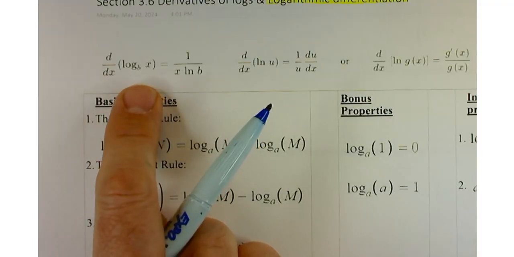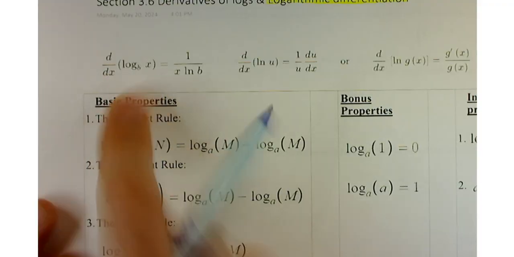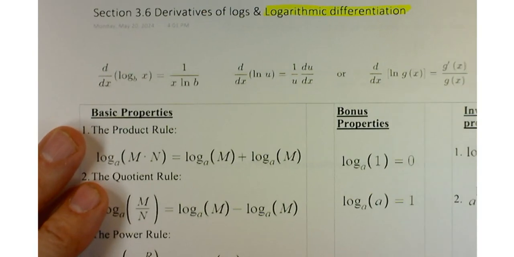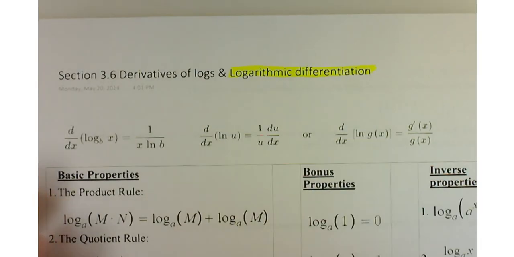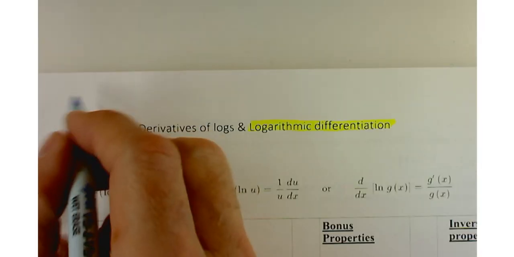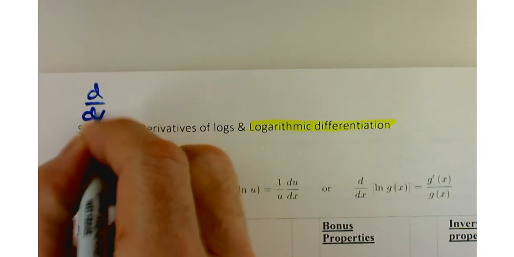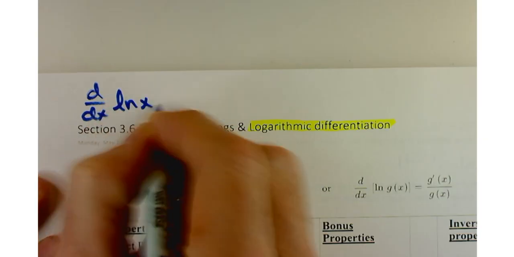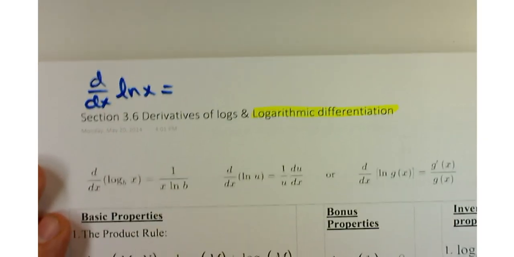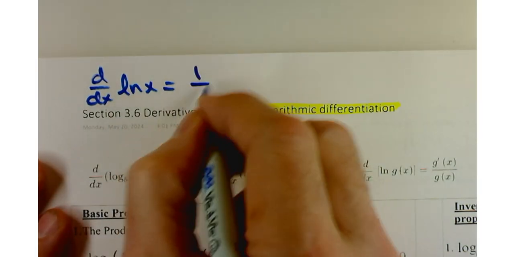Now, when we differentiate a log, let's start out with the easiest formula, I suppose. If I was differentiating the natural log, so d by dx of the ln of x, the derivative of the natural log is pretty nice. It's just 1 over x.